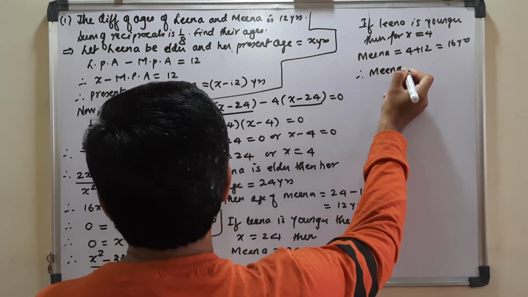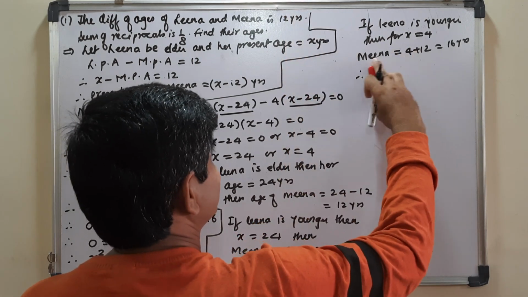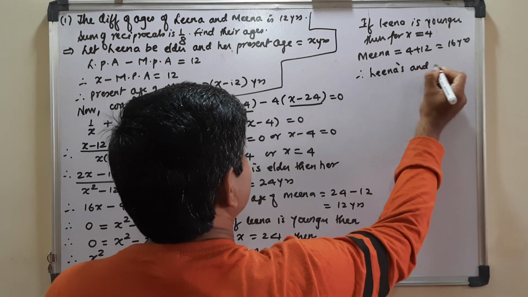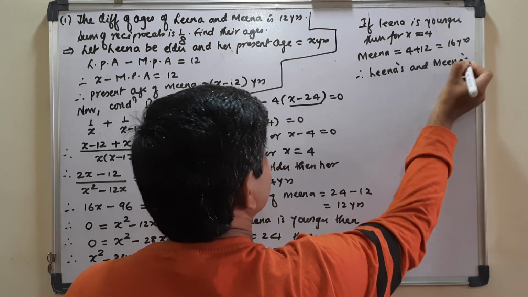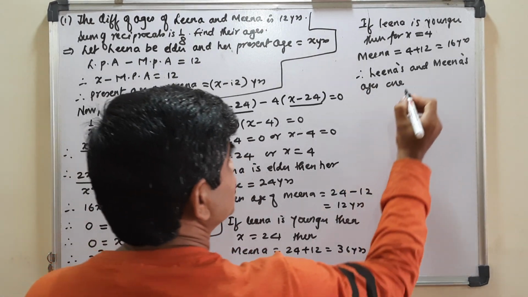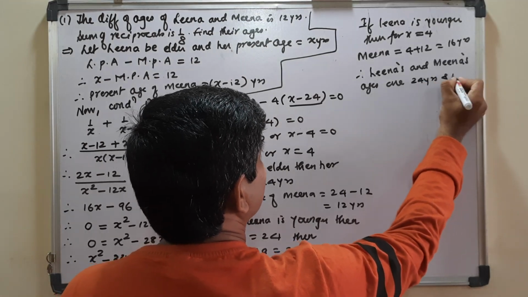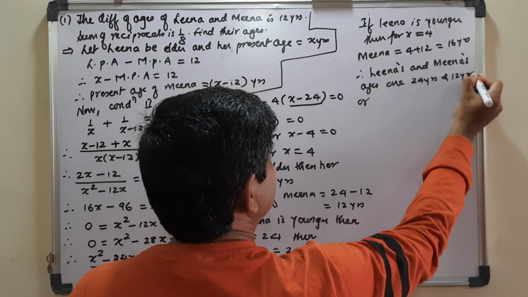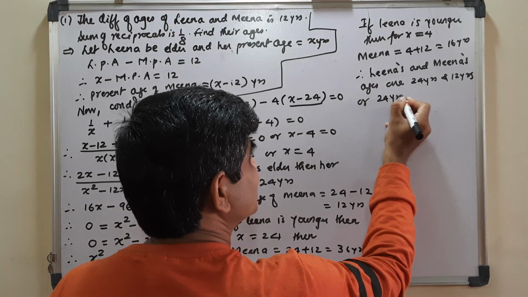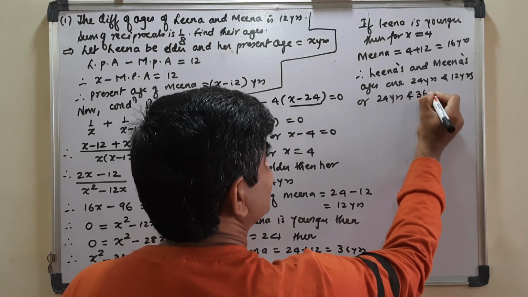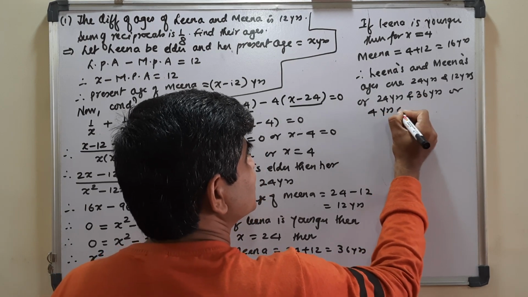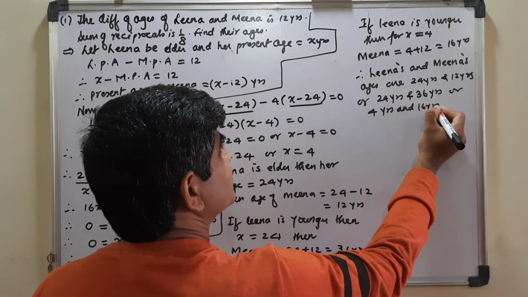Meena's, first is Lena or Meena? Lena, okay. Lena's and Meena's ages are, that is, 24 years and 12 years, or 24 years and 36 years, or 4 years and 16 years.